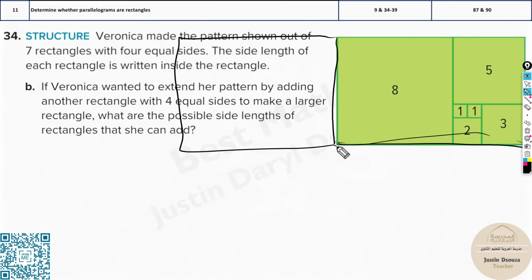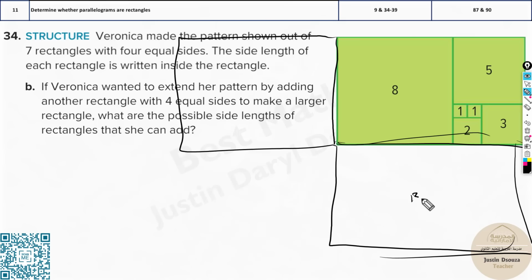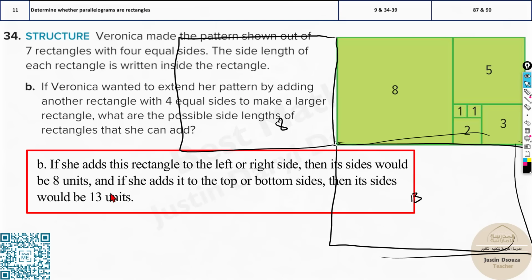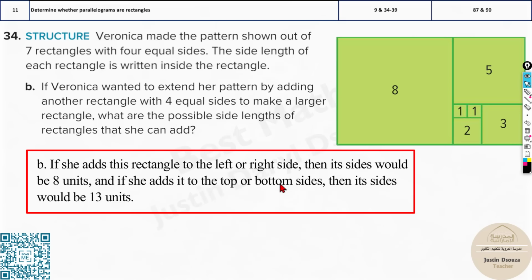So that'll be over here. It should be 13. It should be a long one. So it should be either 13 or 8. That's the only two possibilities if she's going to add to the same figure. So it is either 8 units or 13 units. That's the only possible sides, because the side lengths are equal. So if it's 8, then 8 only. 13, 13 only.